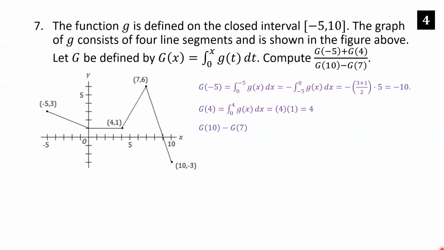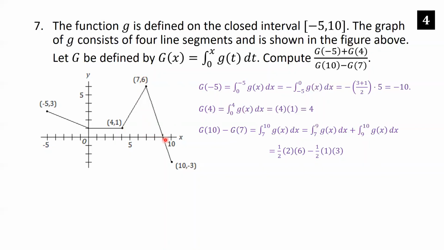Now, capital G of 10 minus capital G of 7, that is the area under the curve from here to here. This part is going to be positive, and this part's going to be negative. So we have the integral from 7 to 10 of g of x dx, which will split up into two pieces: from 7 to 9, because that gives us the positive portion of the area, and then from 9 to 10, which gives us the negative portion. So for the positive portion, that's a triangle, right?